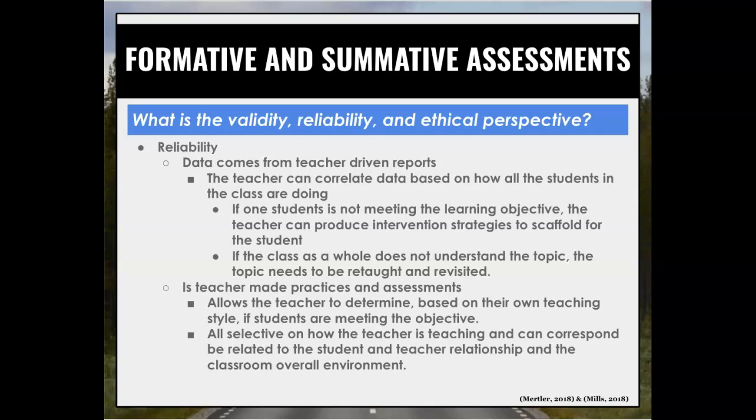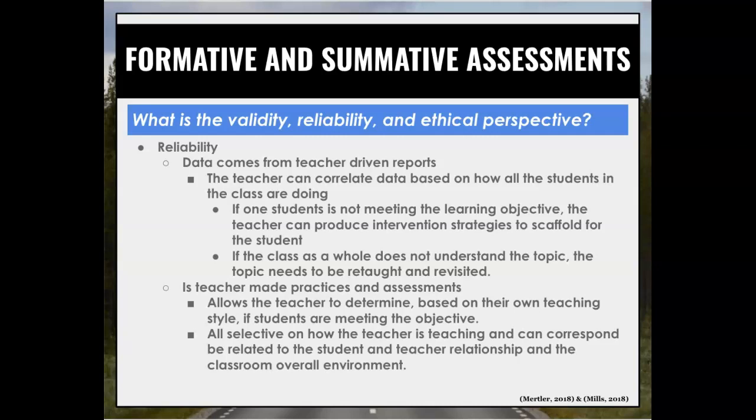But if the whole class is not doing well as a whole, then the whole topic needs to be retaught. And then we also need to think about whether the teacher-made practice and assessment is actually allowing the students to meet the objective. So the teacher has to determine whether their own teaching style and format of teaching the topic is going to allow the students to meet that objective. It can all be selective based on how the teacher can correspond and correlate their own behavior in order to have that teacher and student relationship, which can also inhibit some bias on the data, but it's also crucially important to see how the classroom environment and the classroom dynamic is actually happening, so that the students can actually meet the objective.